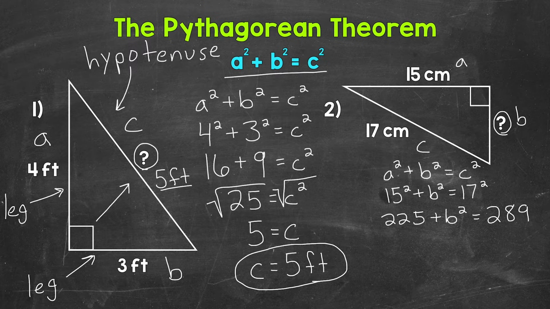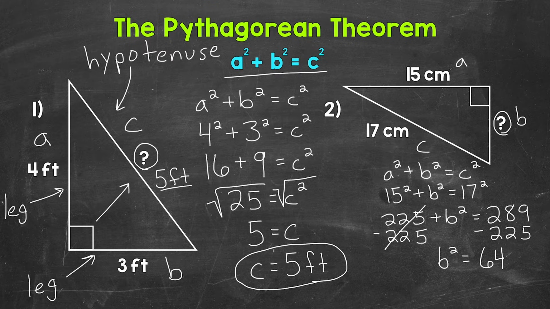So let's subtract 225 from the left side of the equation. Whatever we do to one side of the equation, we must do to the other. So let's subtract 225 from this side of the equation as well. The 225s on the left side of the equation cancel each other out, so we have b squared equals, and then on the right side of the equation, we have 289 minus 225. That equals 64. So we have b squared equals 64.